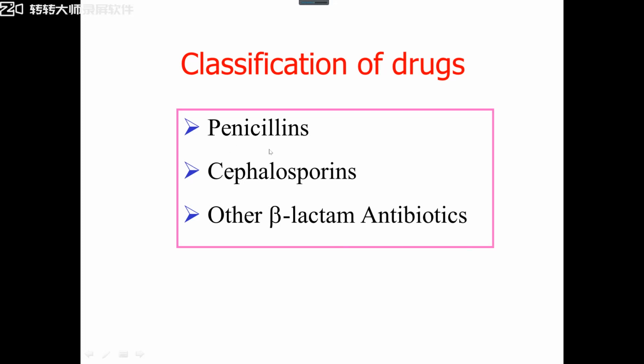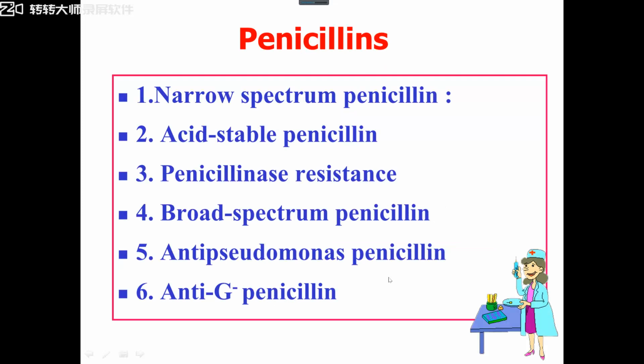And last class, we studied the first kind, penicillins. We also learned that penicillins include different subtypes. The first kind is natural penicillin, penicillin G. Its pharmacological effects can kill gram-positive cocci and bacillus, and also some gram-negative cocci and spirochetes. We use penicillin G to treat sensitive bacterial infections as the first choice agent.